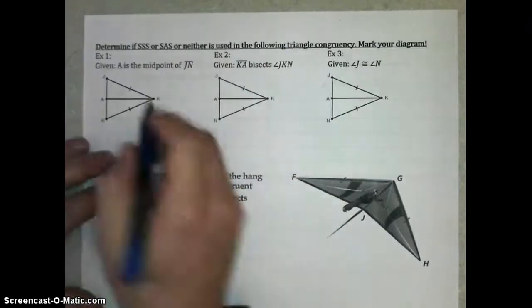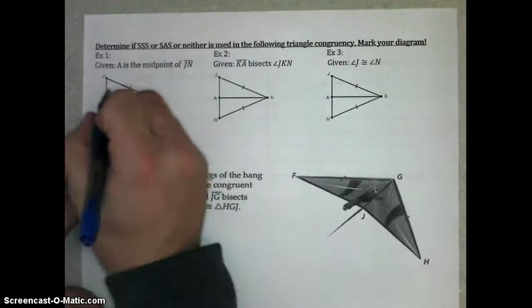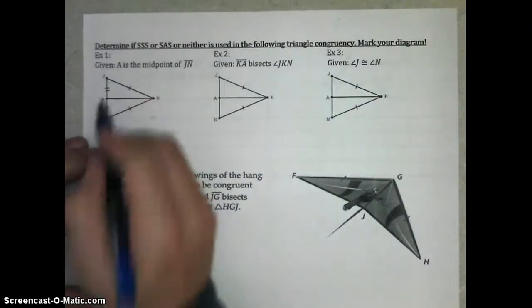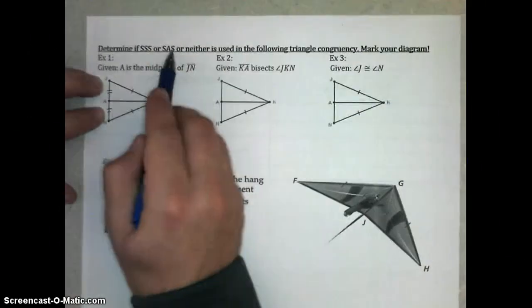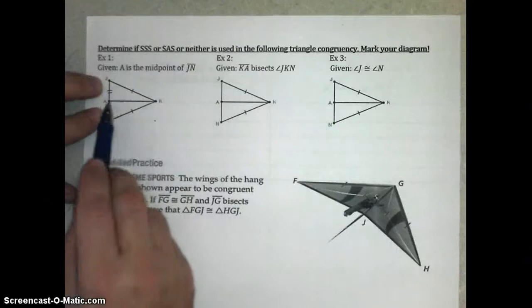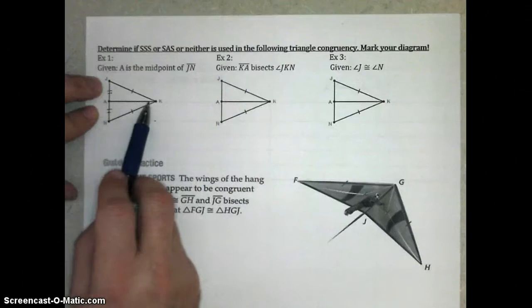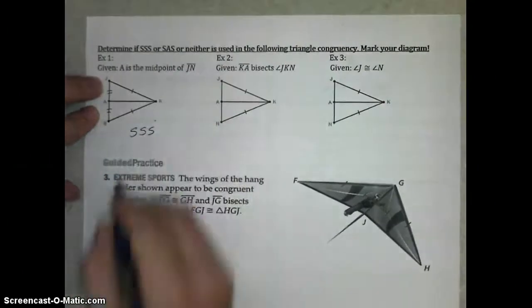In example 1, we're given these are congruent segments, but we're also given that A is the midpoint of JN. I'm going to mark that to mean that these two segments are congruent if A is the midpoint. Well, I've got two sides congruent here, two sides congruent here. Can I tell that the third sides are congruent? Yes, we can. The third sides here are the shared side AK. Since AK is congruent to itself by the reflexive property, we would use side side side.